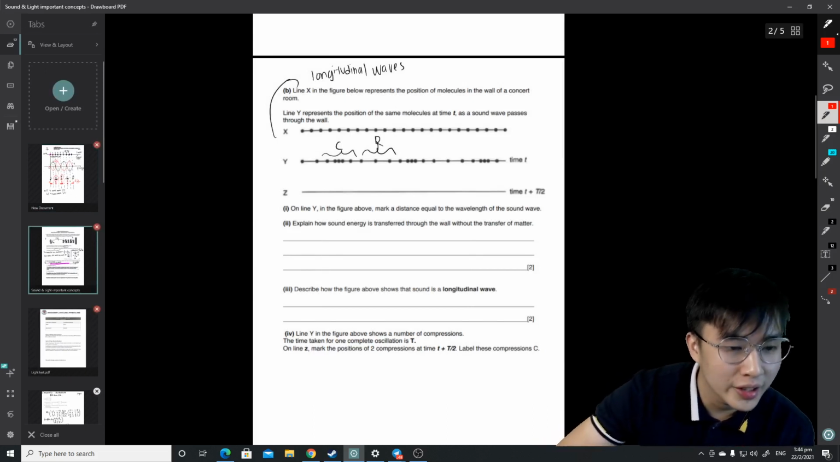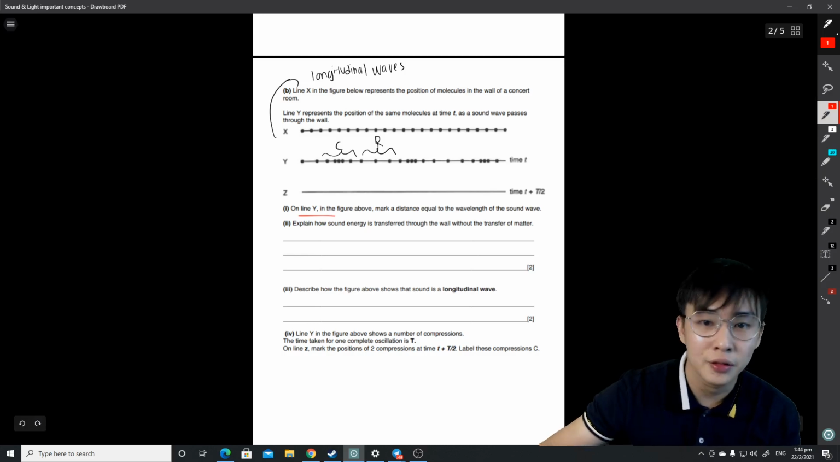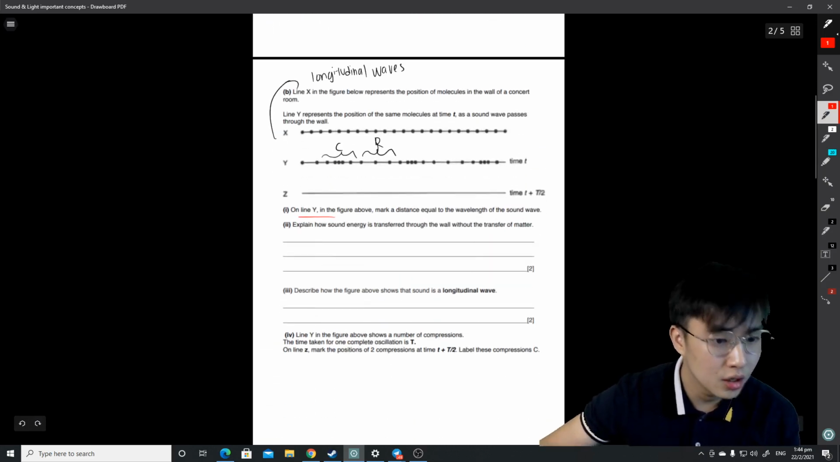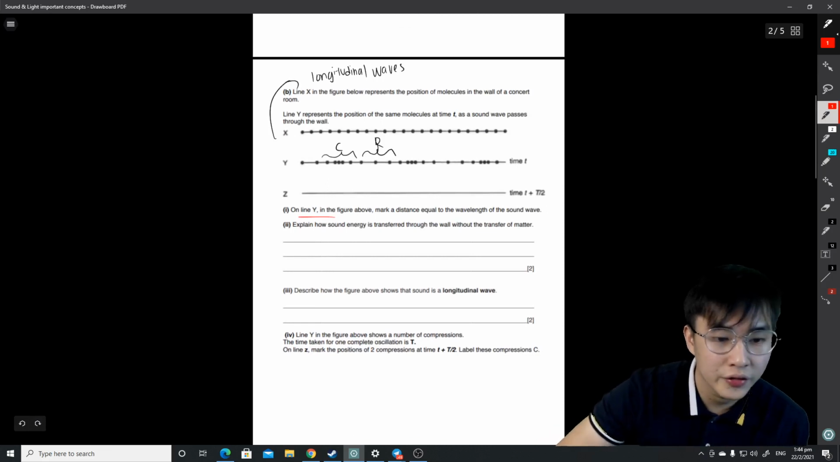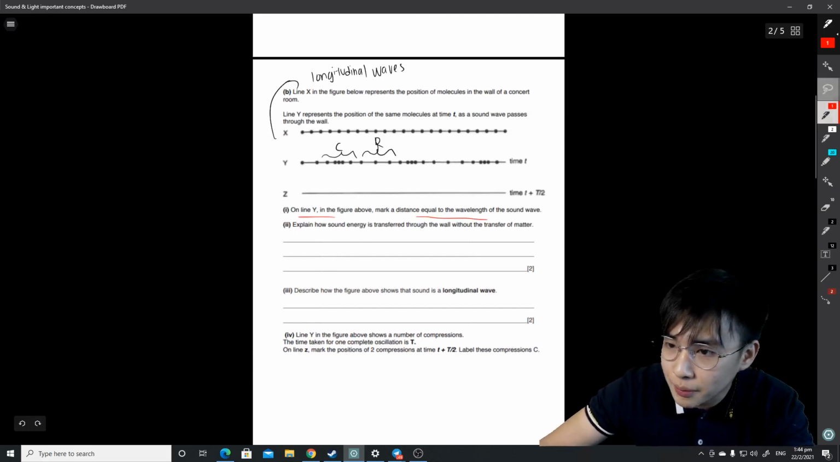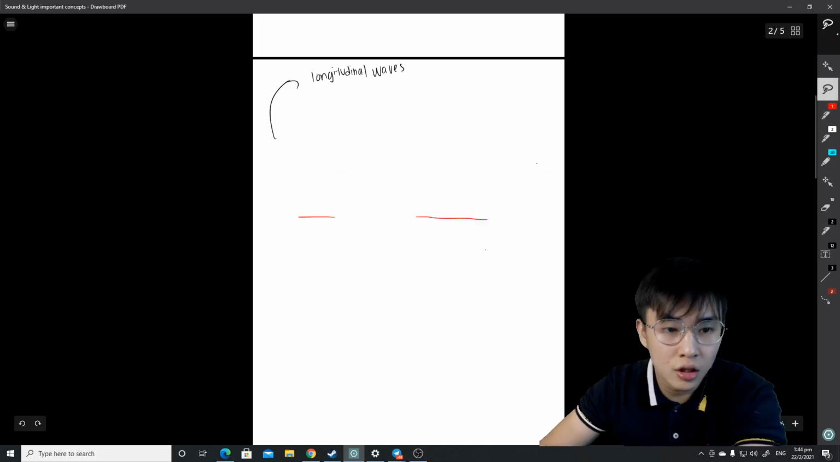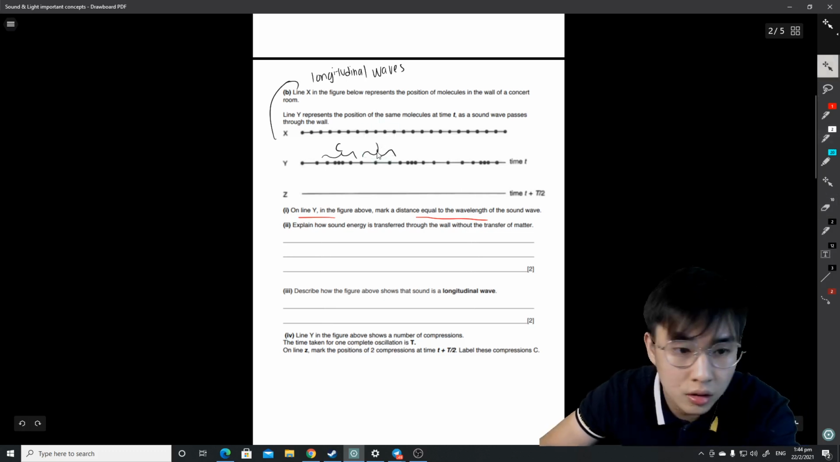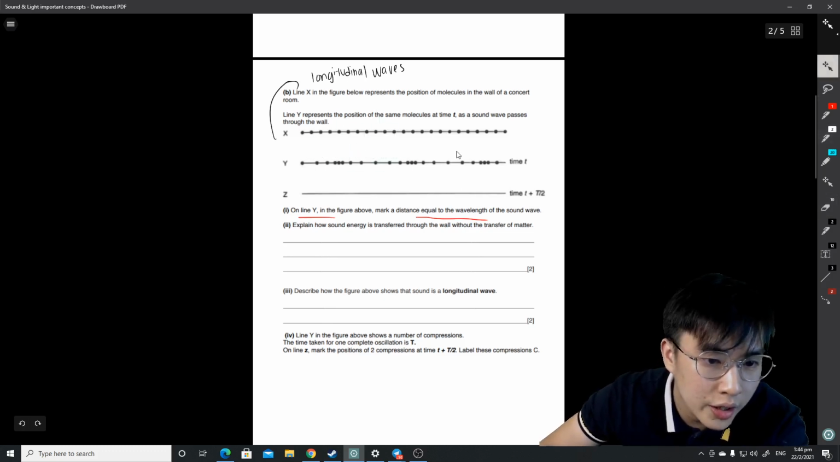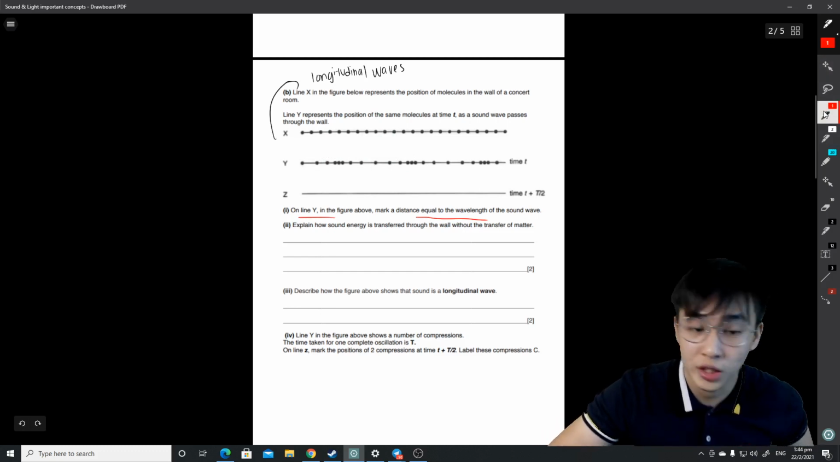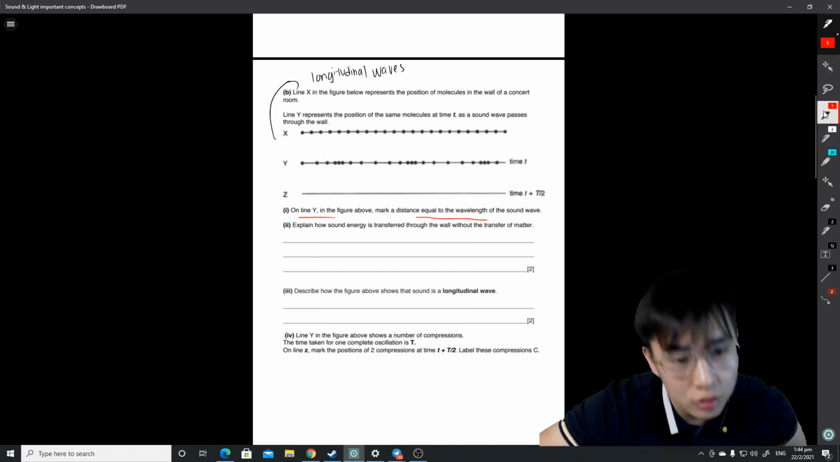So look over at this. This is the same question from before, the same worksheet, just refreshing your brain. On line Y in the figure, mark a distance equal to 1 wavelength. We've already done that previously. Just now I showed you all. I'll erase this. For 1 wavelength, what is the distance? The distance is just from compression to the next compression, or rarefaction to the next rarefaction.